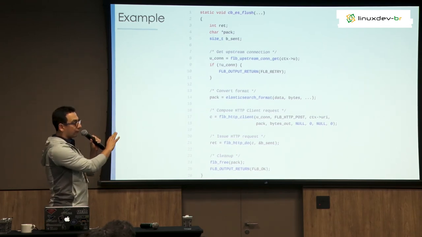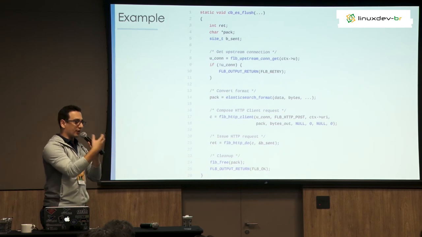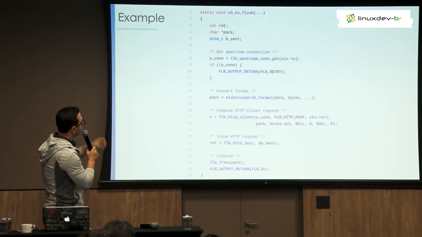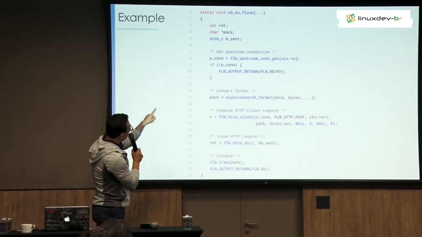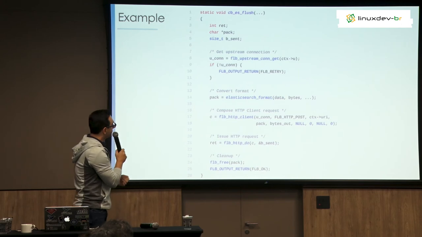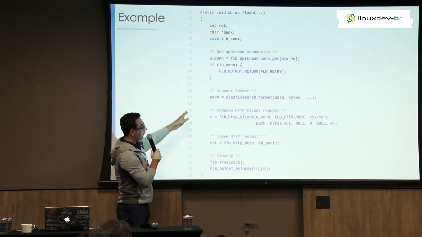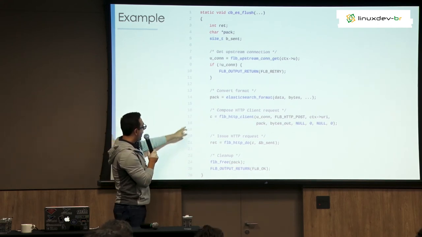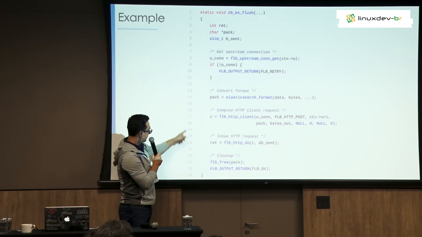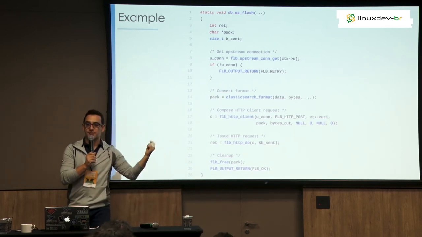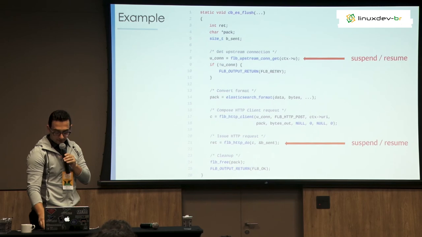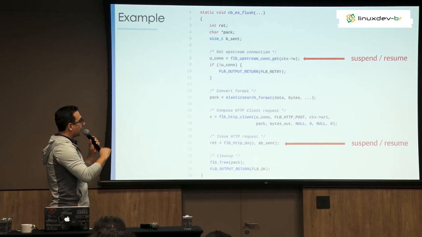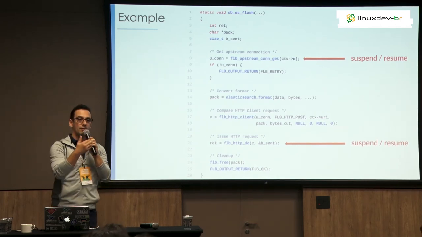This is a callback function for the plugin, not for the coroutines. This is the Elasticsearch function. In line 8 I'm getting a TCP connection. In line 14, I'm formatting my data from MessagePack to Elasticsearch. I create my HTTP client context, and then I perform the HTTP request. So here is where I can take advantage of this: suspend and resume my ongoing work.